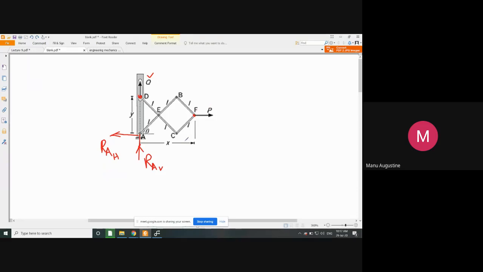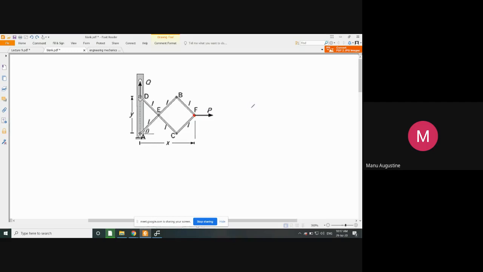Now look at the image given by the problem setter himself. The problem setter has already applied two forces; P we have already applied, and you are being asked how much Q has to be applied so that despite the application of P here, the whole linkage comes in equilibrium and there is no motion. So this is the active force diagram.